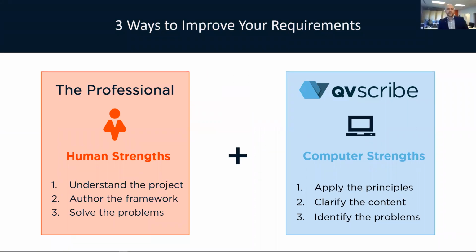And the idea with QVscribe, and you've seen this in our other tutorials as well, is that you, the professional, the people on your team that are writing requirements, they understand the project overall. That's something that QVscribe doesn't do. You understand the project, so you're authoring the framework of what requirements should be included and what it is that you're trying to say, and then you can solve problems as they're being presented. Where QVscribe comes in is it helps apply the principles or the best practices of requirement writing. It helps authors to clarify what they mean, to make sure that they're being specific enough in their requirements, and it helps them identify problems that a human has a very difficult time finding in a document.